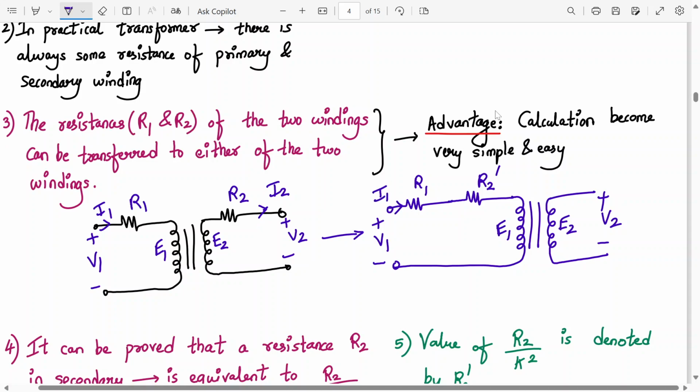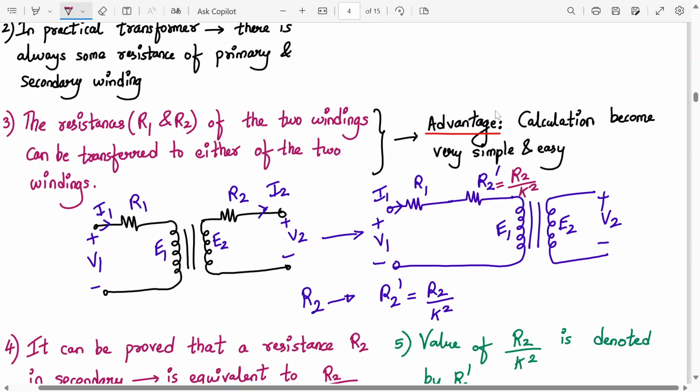Now it can be proved that a resistance R2 in the secondary is equivalent to resistance R2 upon K square in the primary. So R2 becomes R2 dash, which is nothing but R2 upon K square. Whenever you transfer a resistance from secondary to primary, you have to divide that resistance by K square. So R2 divided by K square will be R2 dash. Did you understand this? You don't have the derivation for this, but this is what we have to do.